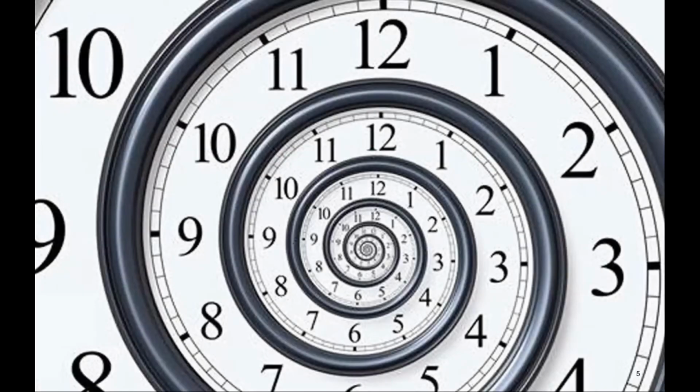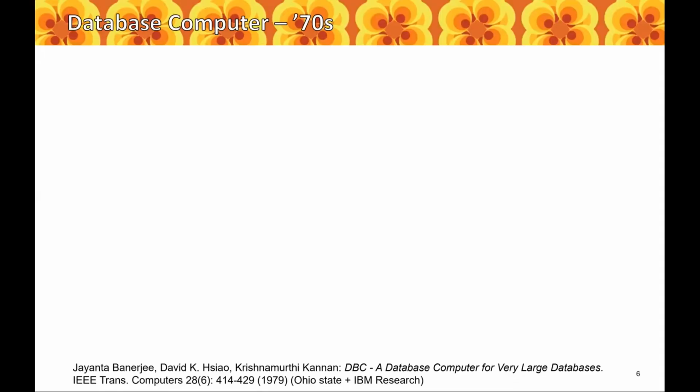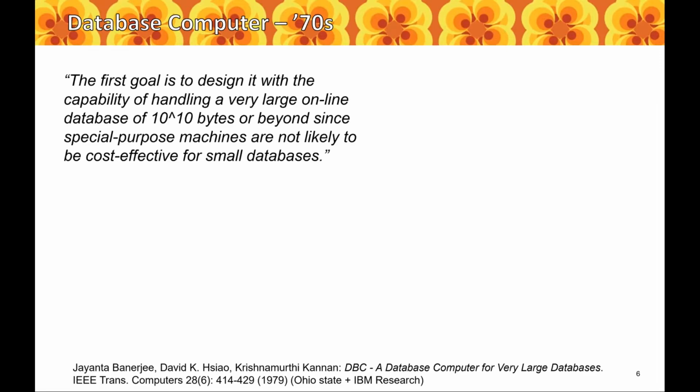So we'll start with time travel. And we'll go back in time to the 70s. And this is a time where many of us were not even around. It was a different time, free love and Woodstock and what have you, but people have already been working very hard on database research. And there was this project from Ohio State and IBM Research and I guess other collaborators on designing a database computer.